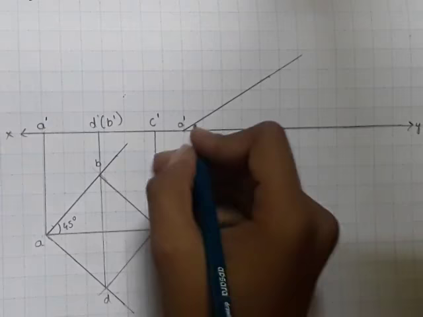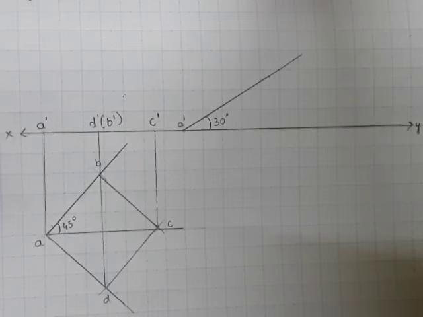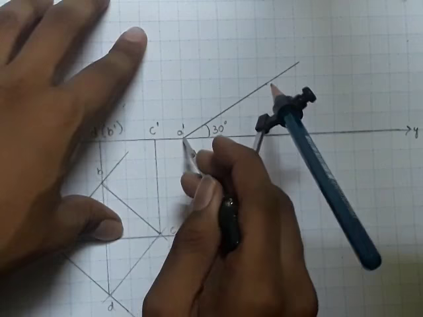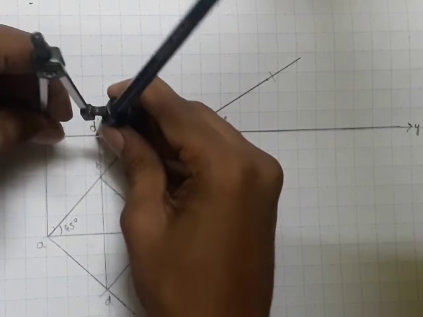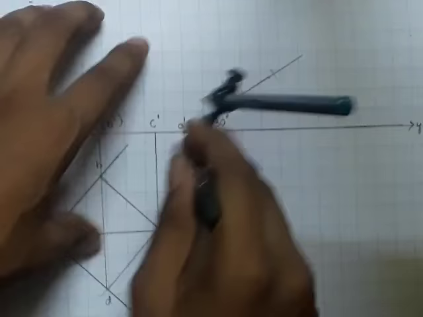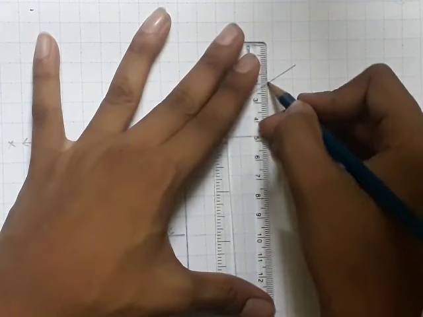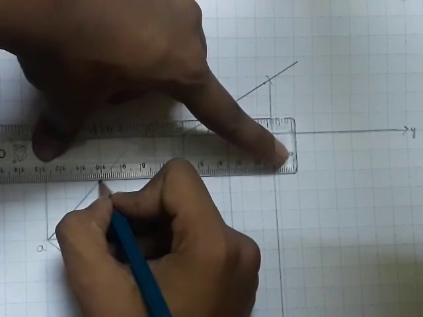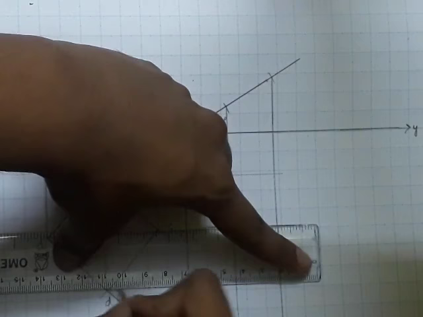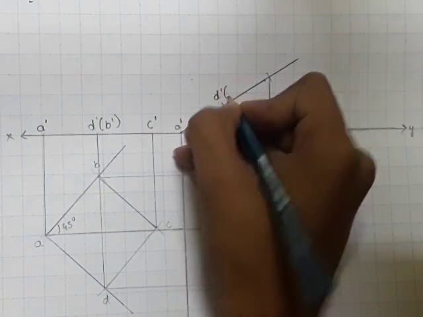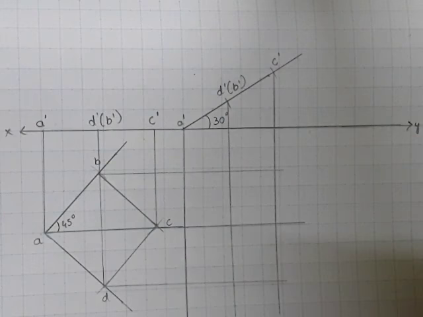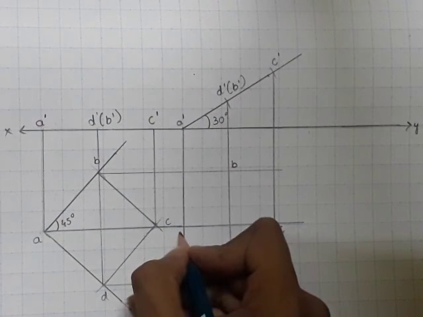This is 30 degree. Taking the length A dash C dash and cutting the arc. And taking the length A dash B dash D dash. Cutting the arc. Now drawing the projections. This is D dash, B dash, and this is C dash. This becomes my B, this becomes my C, this becomes my D, and this becomes my A. Now joining them.